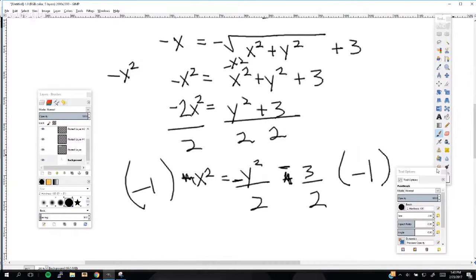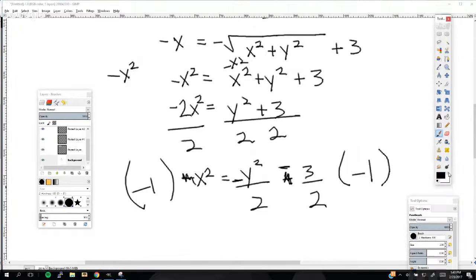Sometimes I look at this math and I think, man, this is so pointless. Like, why do we need to know this? I'm sure there's a reason.